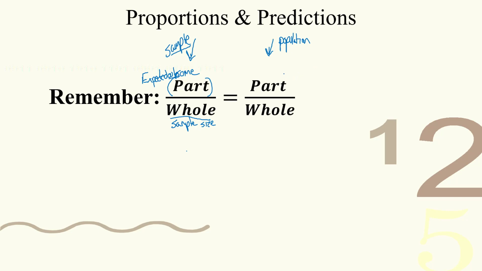Now, when we get to terms of population, this is generally where our prediction comes. So the part is, again, the expected outcome or prediction, out of the whole, where this is the sample size of the population.